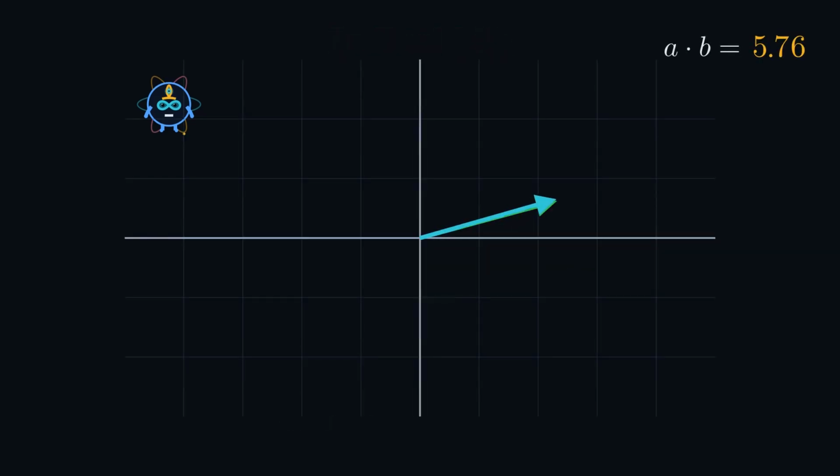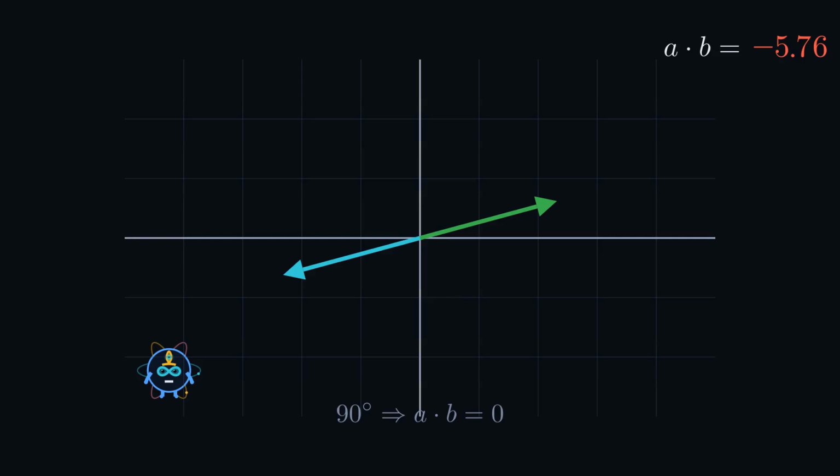Watch only the sign. Pointing the same way, positive. These two vectors agree. Rotate to 90 degrees and it lands on exactly 0. Not small, 0. The two directions have nothing to say to each other. Keep going and it turns negative. Now they actively fight, like a tug of war. Positive agrees, 0 ignores, negative opposes. One number, the whole relationship.